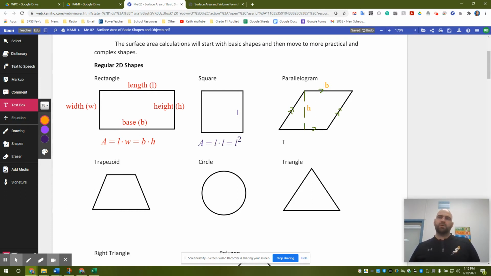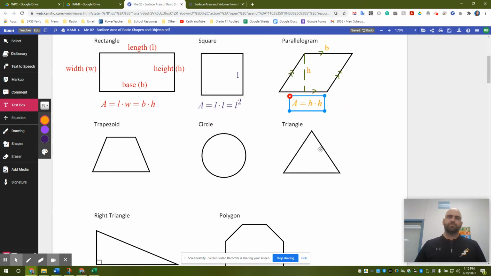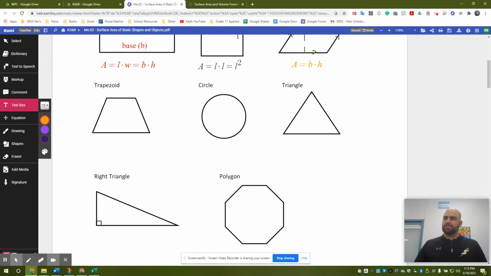Okay, so that's how we're going to look at our height. And to find the area of a parallelogram, it is exactly the same as a rectangle. It is base times height. Simple and straightforward. Parallelogram is simple and straightforward. All right, let's move to slightly more complex ones.